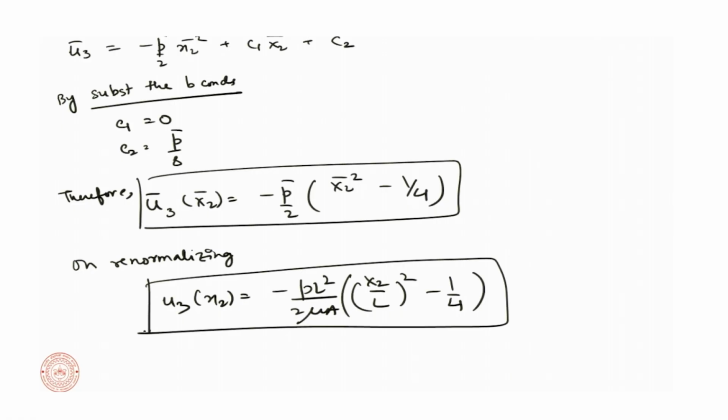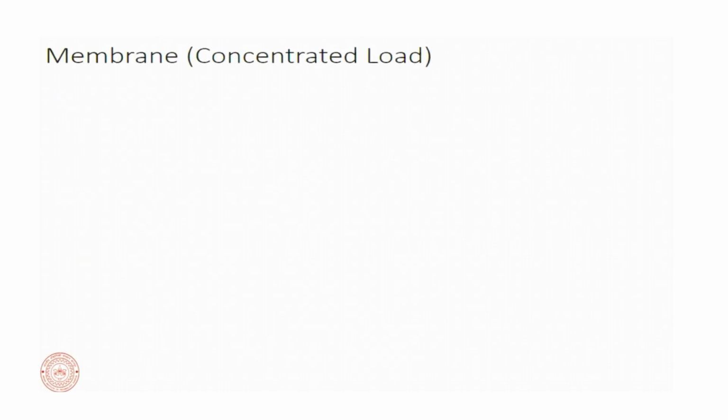Where is the maximum displacement? The maximum displacement is at x2 equals 0. So, U3 max will be equal to PL square by 8 mu A, and it will be at the center. Let's take up another problem in which we are looking at membranes with a concentrated load.